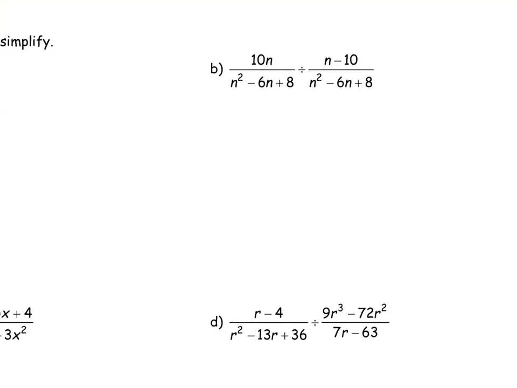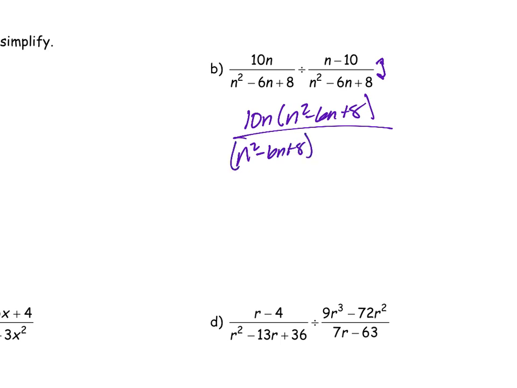And then B, again, we flip it, and I've got 10n times n squared minus 6n plus 8. And again, I didn't factor that because I realized that it's the same in the top and the bottom. So I just didn't factor it because I'm just going to do this. And if I factored it, it would still be the same. I just cancel the factors, so it's just easier not to factor it. So I've got 10n over n minus 10. Although if you did factor it, you should get the same answer. It's 10n over n minus 10. So there's that answer.